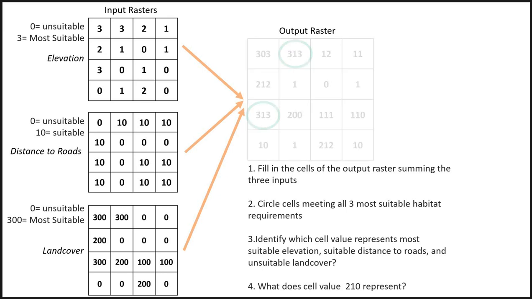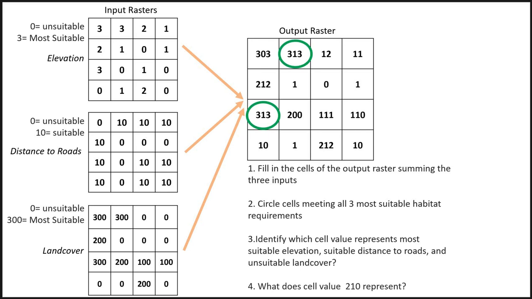Here are the cell values after adding the 3 layers together, and the circled cells meet the highest suitability for each input. 13 is the value that represents suitable distance to roads and most suitable elevation. And 210 represents cells that are moderately suitable for land cover and suitable distance from roads.